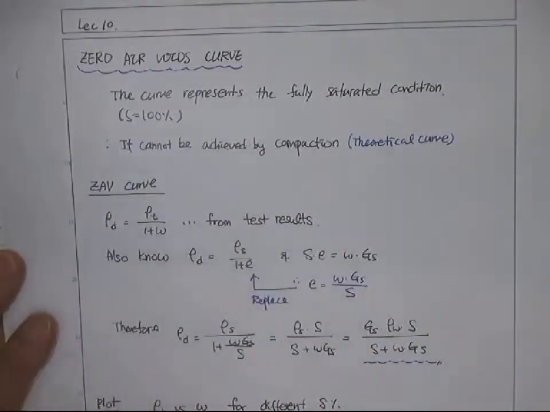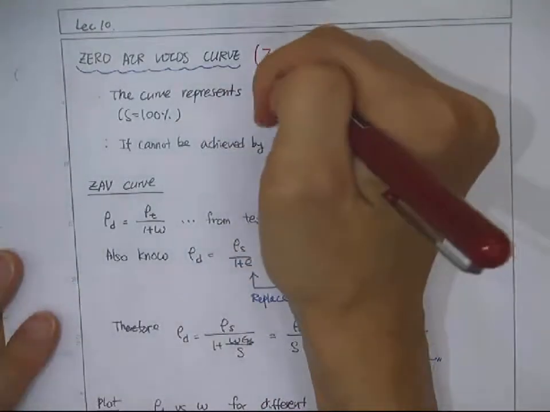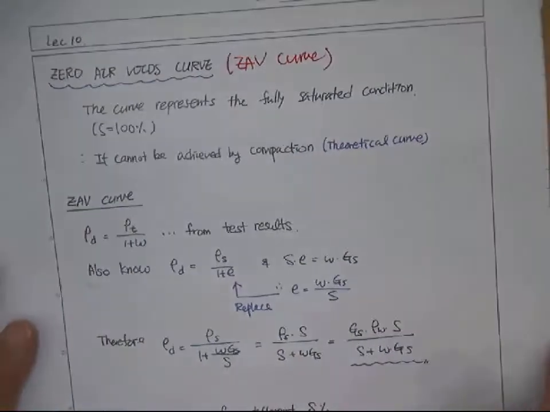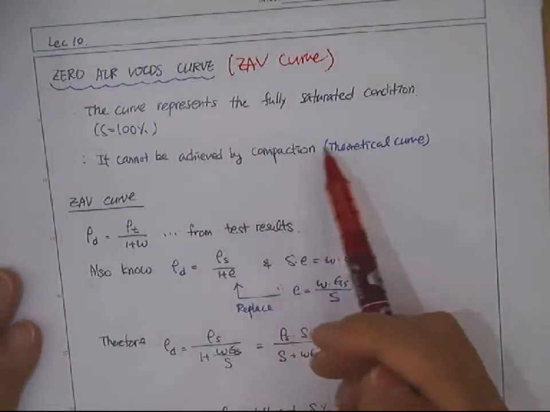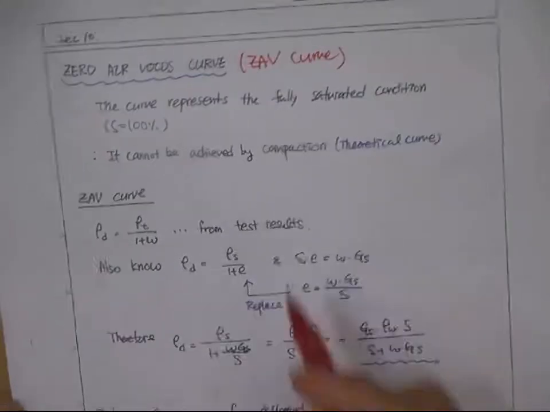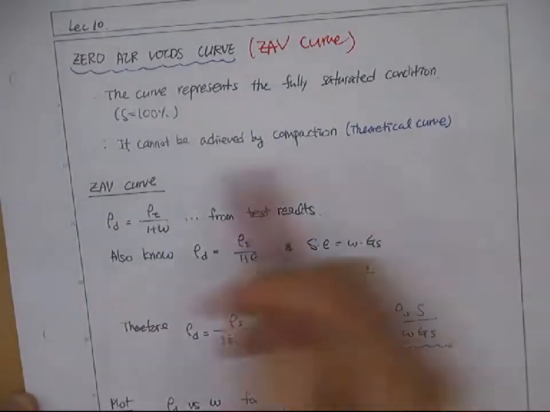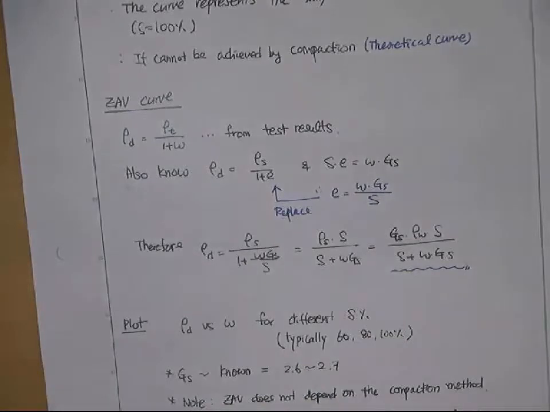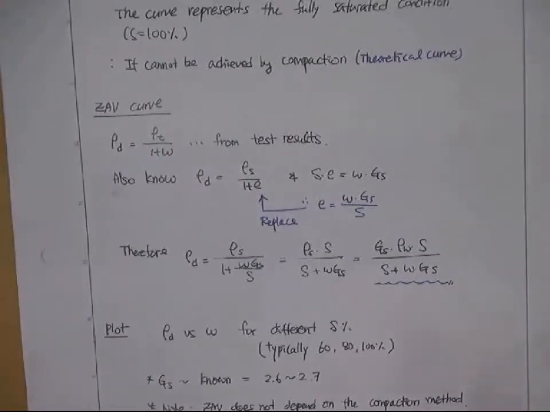The zero air void curve is the ZAV curve. This is a theoretical curve that represents the fully saturated condition. So we are finding the dry density and the water content relation when the degree of saturation is 100%. And it's a theoretical curve because it cannot be achieved by compaction, so you can only calculate it.